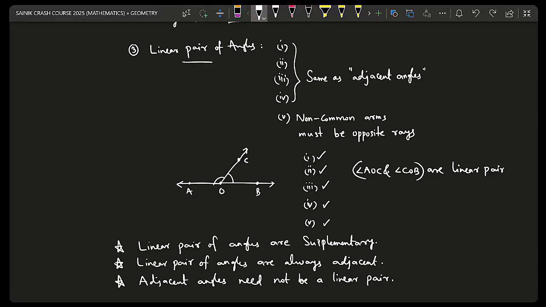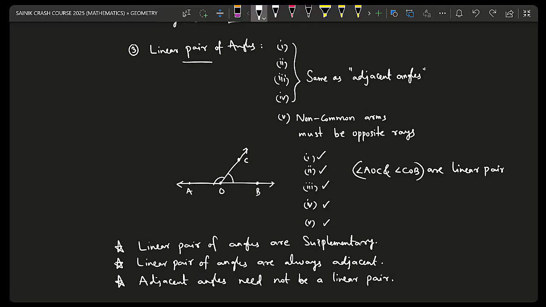Yes, Shanai. So what does a linear pair need? Not only linear pair. Come again. Sir, adjacent always need not be a linear pair. That means if two angles are adjacent, they may be linear pair, may not be linear pair. We don't know. But if linear pair angles are there, they are definitely adjacent.